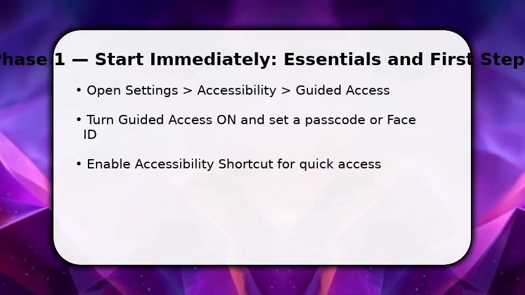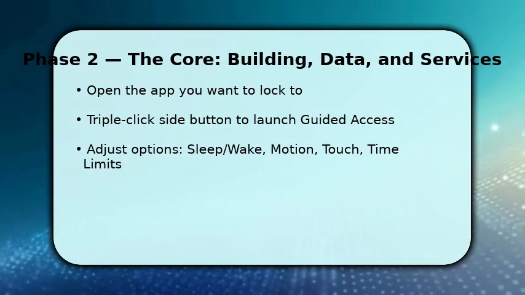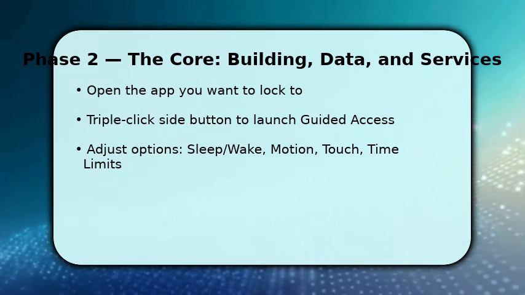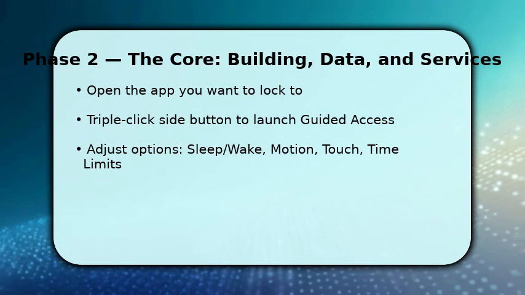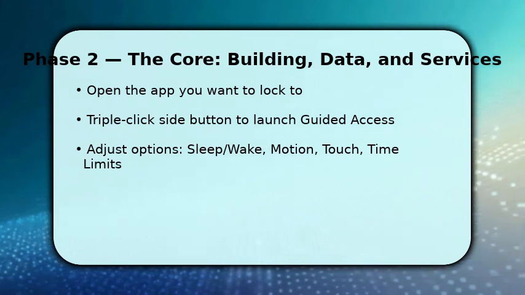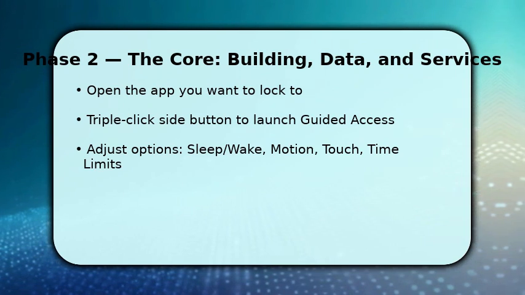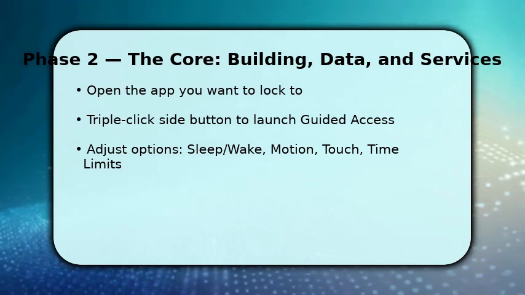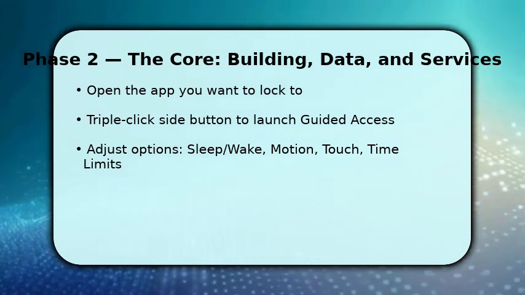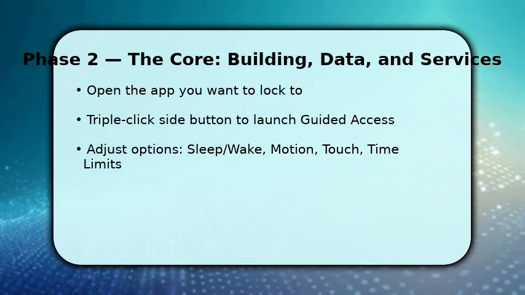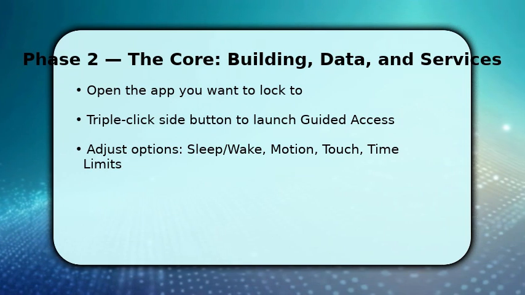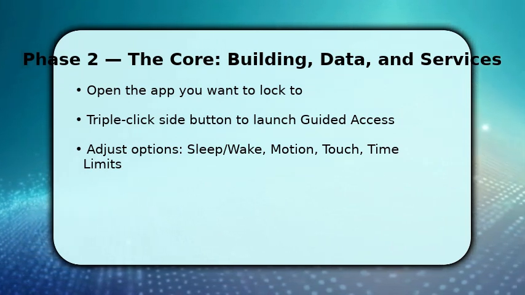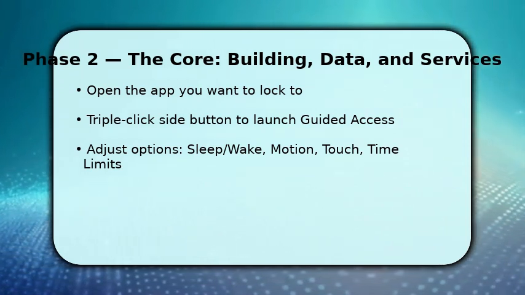You now begin the session. Open the app you intend to restrict, then triple-click the side button to start guided access. Circle any on-screen areas to disable touch or tap options to toggle sleep/wake, motion, and touch controls. Use time limits if needed. Make deliberate choices. Disable keyboard if typing is unnecessary, or allow touch in a specific region by leaving it unmarked.